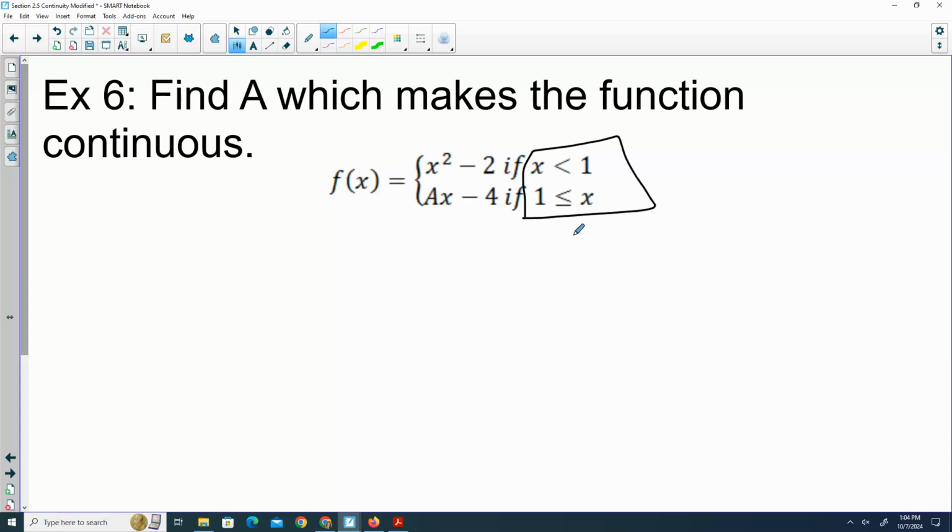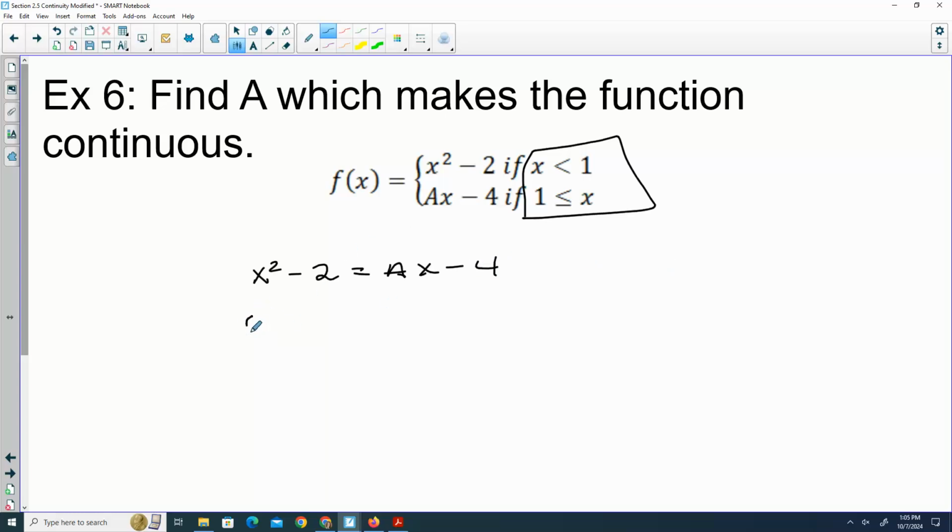Has to hit whatever that. They have to equal, right? When I graph my piecewise, those pieces have to match up. So we need to set these equal. But they don't always have to be equal. They just have to be equal at what point? 1. When x is 1.